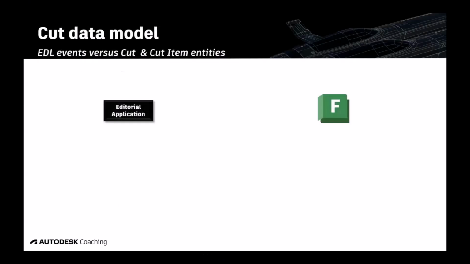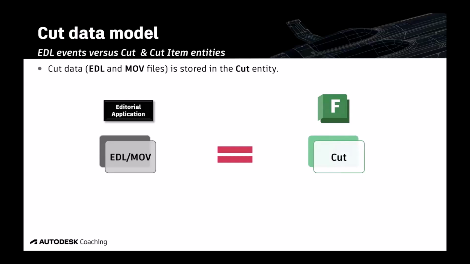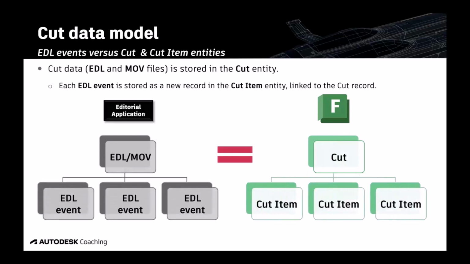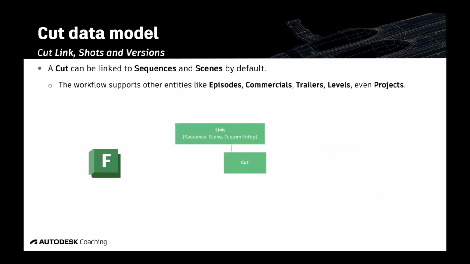Now let's review Flow Production Tracking's cut data model compared to our EDL structure. Cut data, EDL, and MOV files are stored in the cut entity. Each EDL event is stored in Flow Production Tracking as a new record in the cut item entity linked to the cut record. A cut can be linked to sequences and scenes by default. This workflow supports other entities like episodes, commercials, trailers, levels, and even projects. Although if your project has dozens or hundreds of cuts, this might not be a good idea.